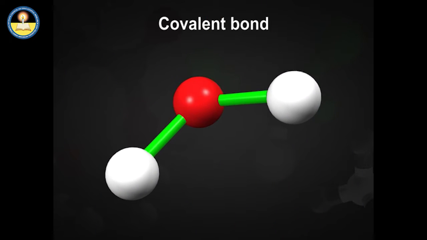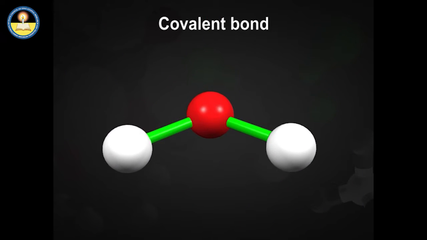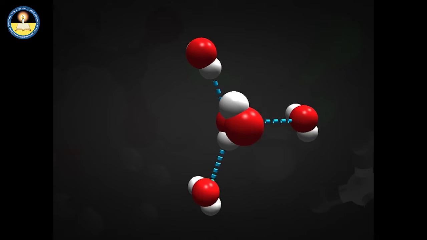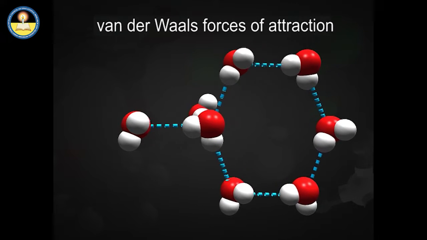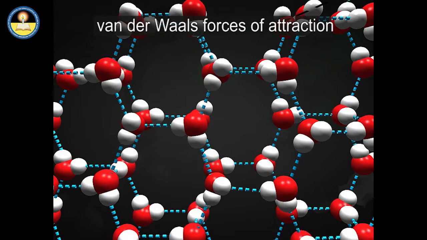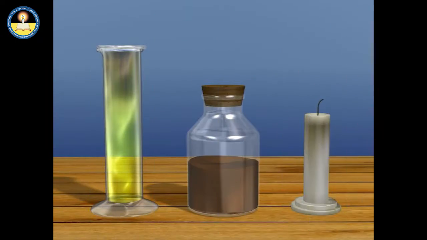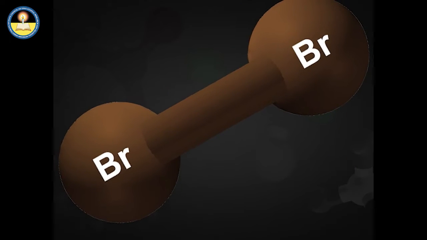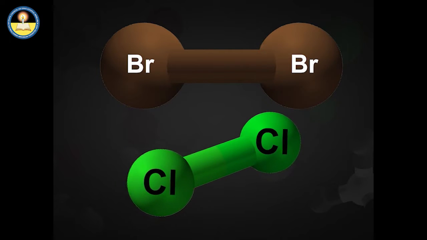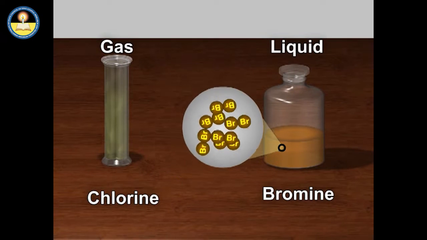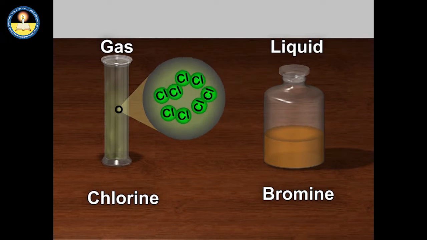Only requirement of melting a covalent compound is to separate molecules from each other. The forces which hold the covalent molecules together are weak van der Waals forces of attraction. The intermolecular forces of attraction are very weak, and hence covalent compounds normally exist as gases, liquids, or low-melting solids. Van der Waals forces of attraction in bromine are greater than in chlorine. That is why bromine is a liquid and chlorine is a gas at room temperature.